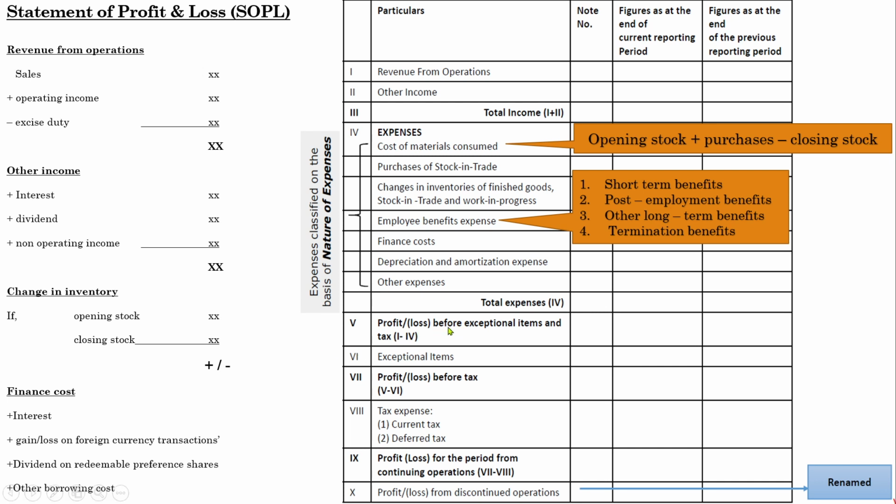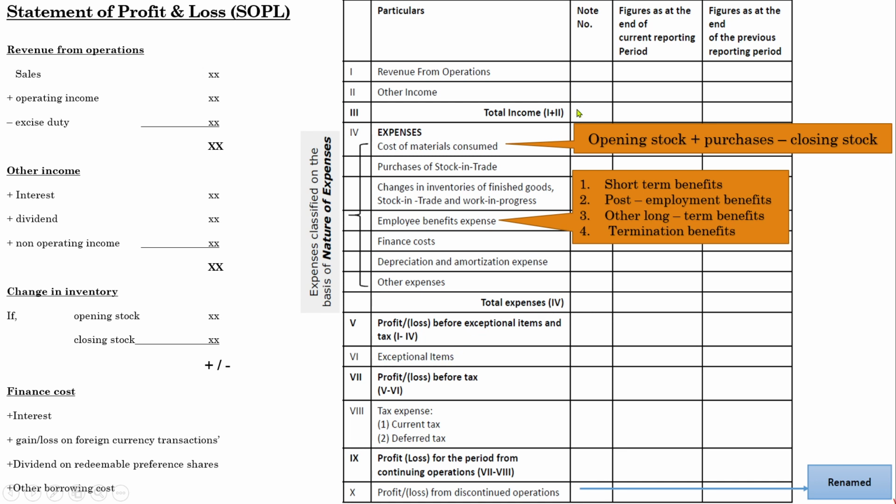Next one, profit or loss from exceptional items and tax. Exceptional items means items that are not occurring in the business activities on a regular basis, such as cost of restructuring, cost of disposal of items of fixed asset, cost of legislative changes, cost of litigation. There are many items with regard to that. In the question they will specifically mention the exceptional items. So before adjusting these exceptional items, what is the profit or loss from that particular business?